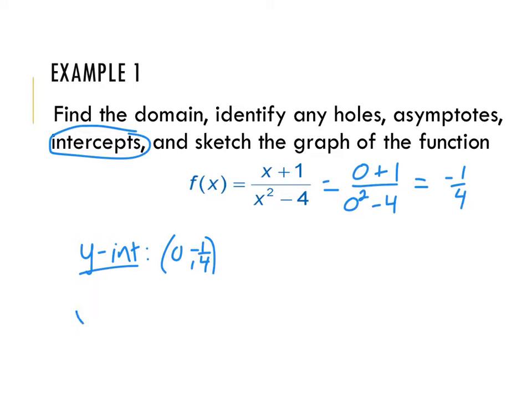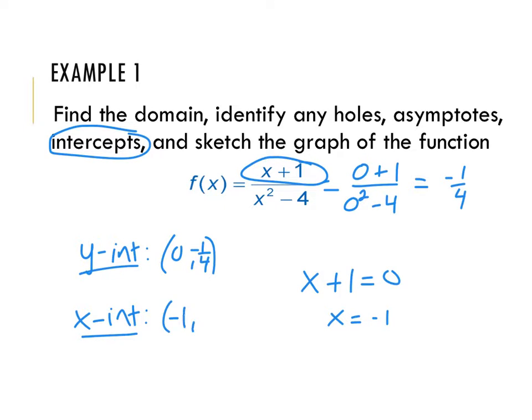For the x-intercept, this is when the function is 0. And remember, we just focus on when the numerator is 0, because 0 divided by anything is 0. So if we set the numerator equal to 0 and solve for x, we see that x equals negative 1. So this means there's an x-intercept at negative 1, 0.